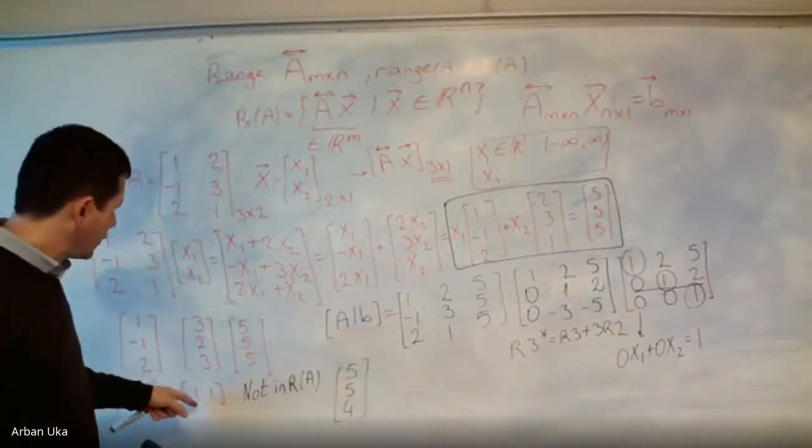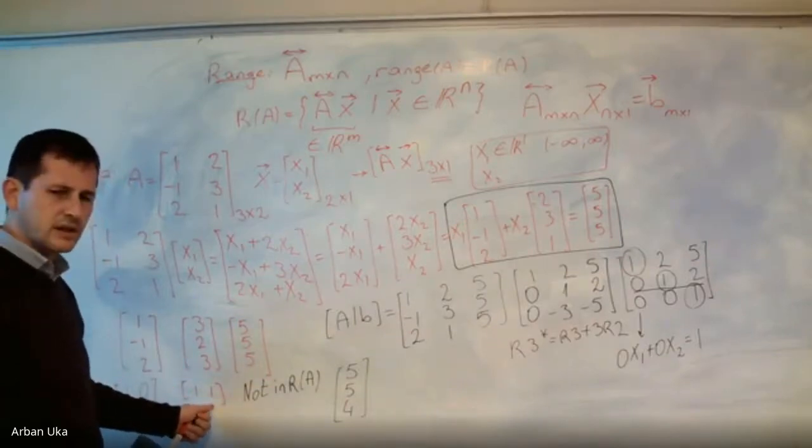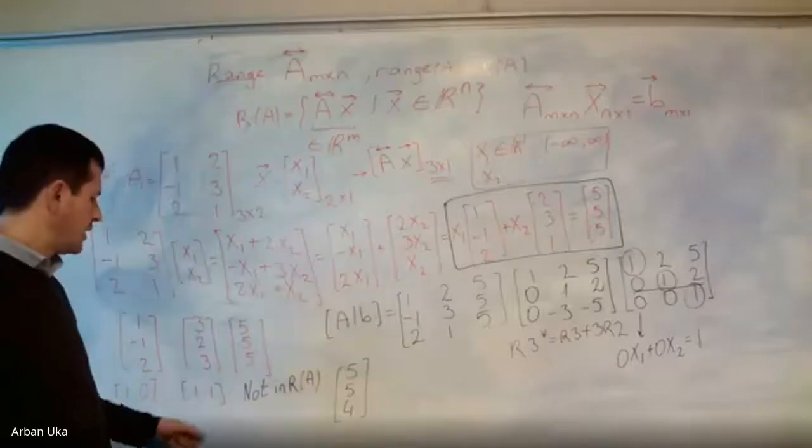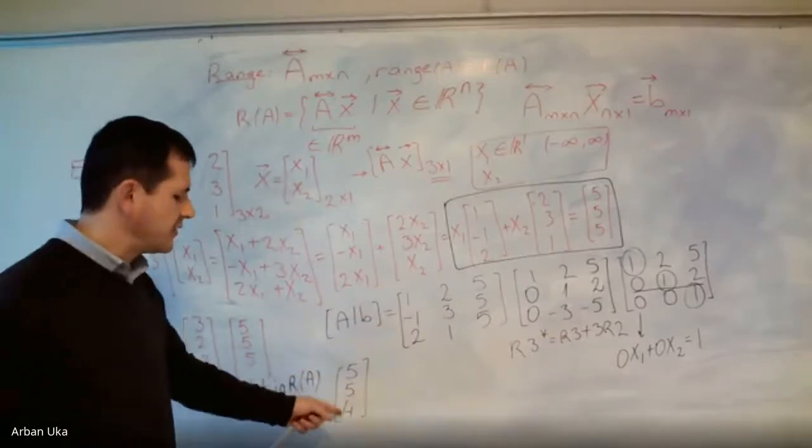Okay, so if we add those, if we set x1 is equal to 1 and x2 is equal to 1, is it clear now? Understood. Okay, good. It looks like 555 is not in the range of A. What about 554?